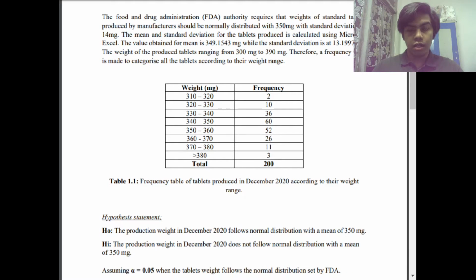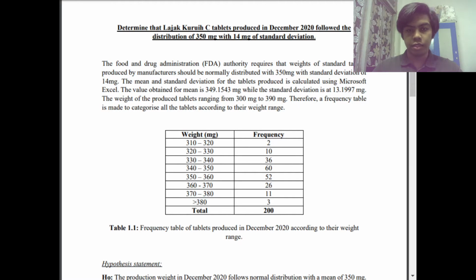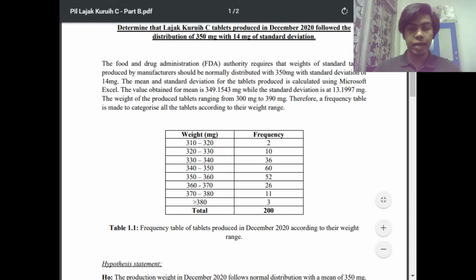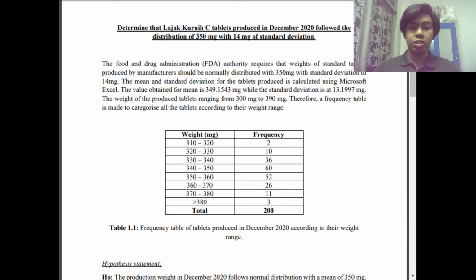So the requirement is by the FDA, the Food and Drug Administration, that weights of standard tablets produced by manufacturers should be normally distributed with 350 mg and with standard deviation of 14 mg. So the mean and the standard deviation for the tablets produced in December 2020, which is our own data, is calculated using Microsoft Excel, where the formula is provided in the Excel. So you just have to key in the formula, and we will also automatically get the answer.